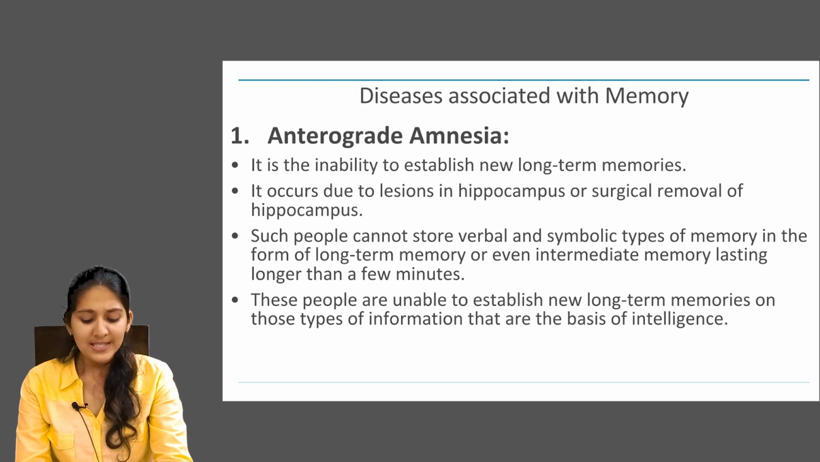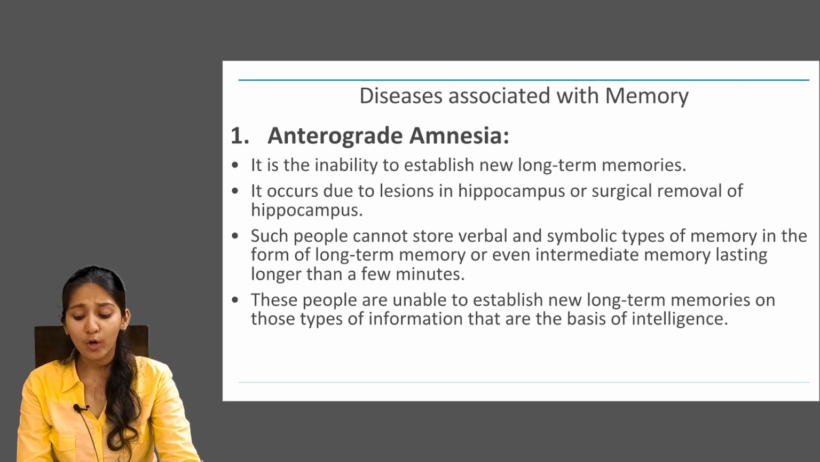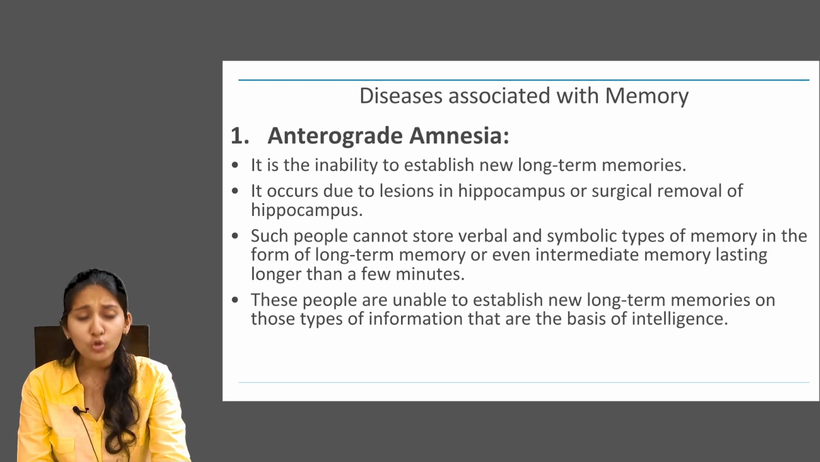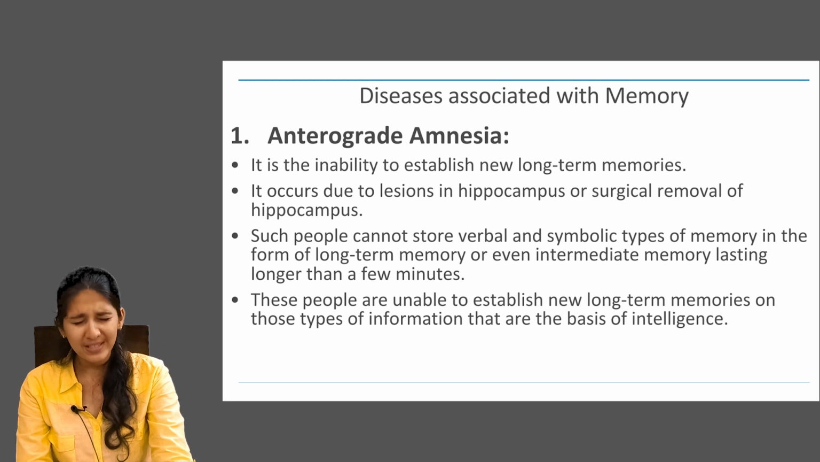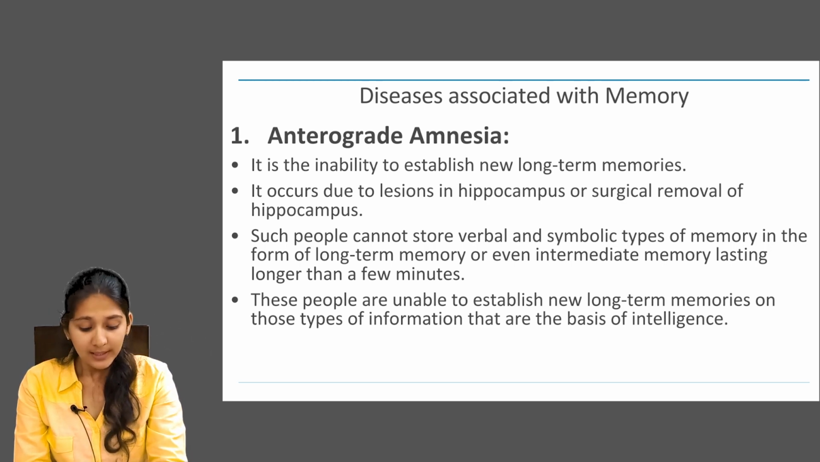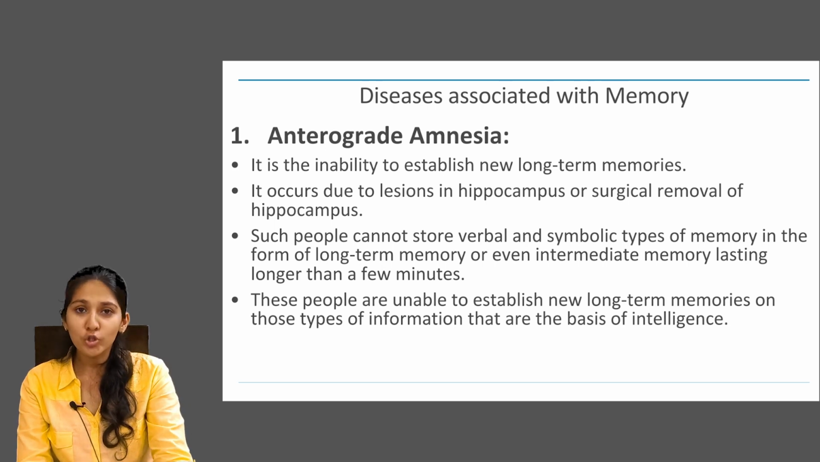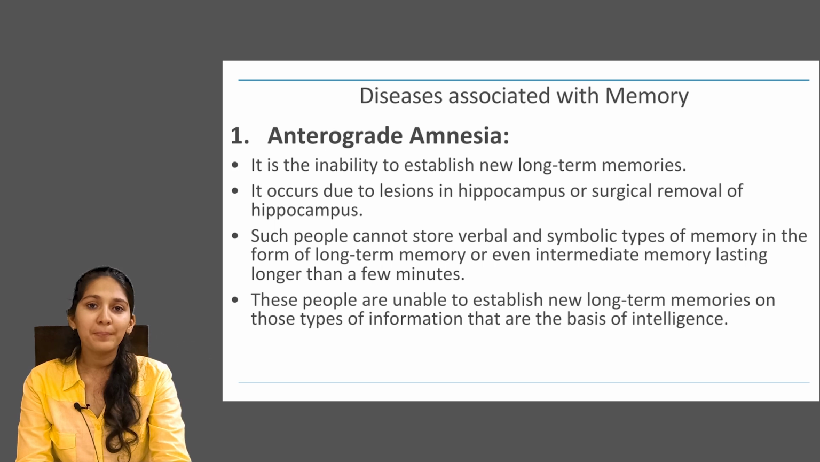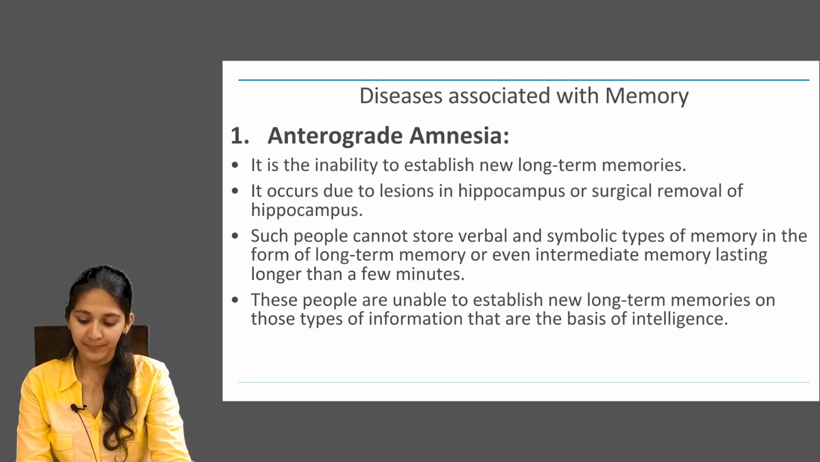of memory. Such people cannot store verbal and symbolic types of memory, because these types of memory require processing, and this processing is done in the hippocampus. So therefore, they are not able to form long-term memories and not even intermediate long-term memories which last for a longer time. These people are unable to establish new long-term memories on those types of information that actually form the basis of intelligence of a person.